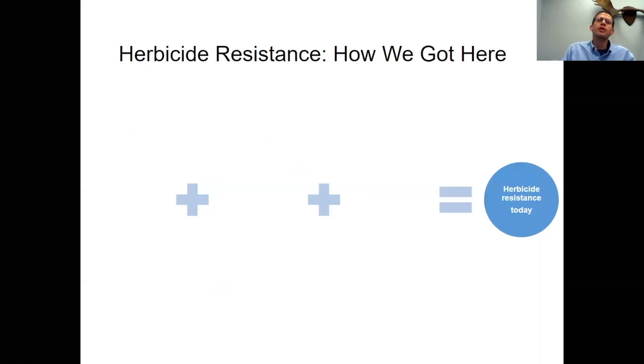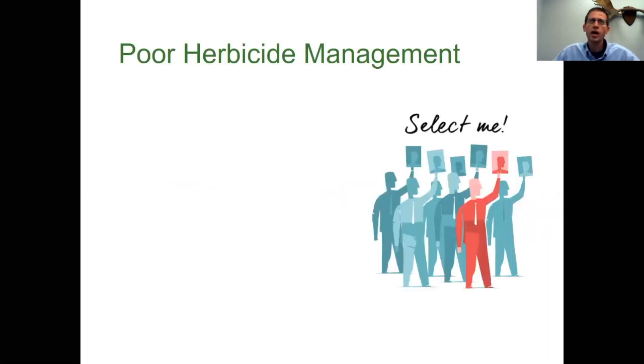So those were the different ways herbicides can be resisted. So let's talk about what we've done to promote herbicide resistance and how we got here. Now, the first and most obvious thing is poor herbicide management. And when we talk about poor herbicide management, we're primarily talking about reliance on a single site of action or a single herbicide group number.